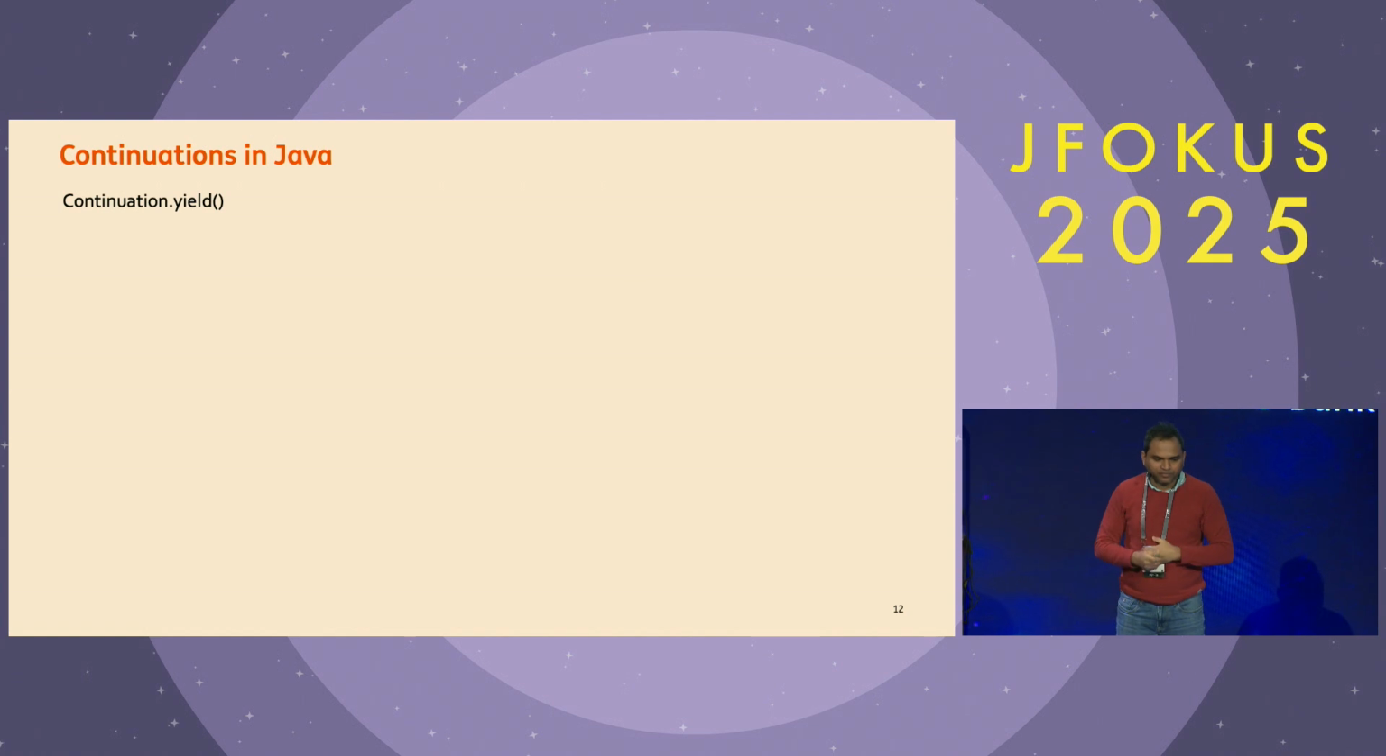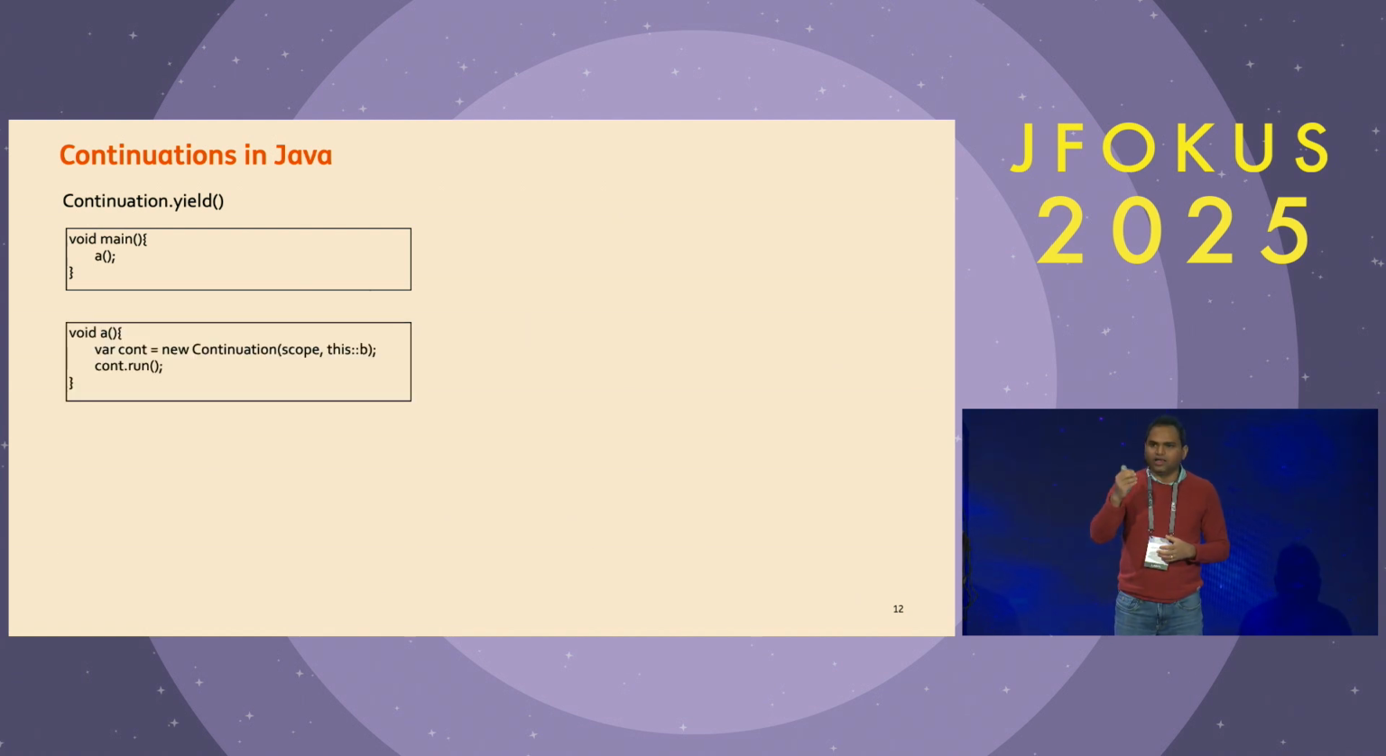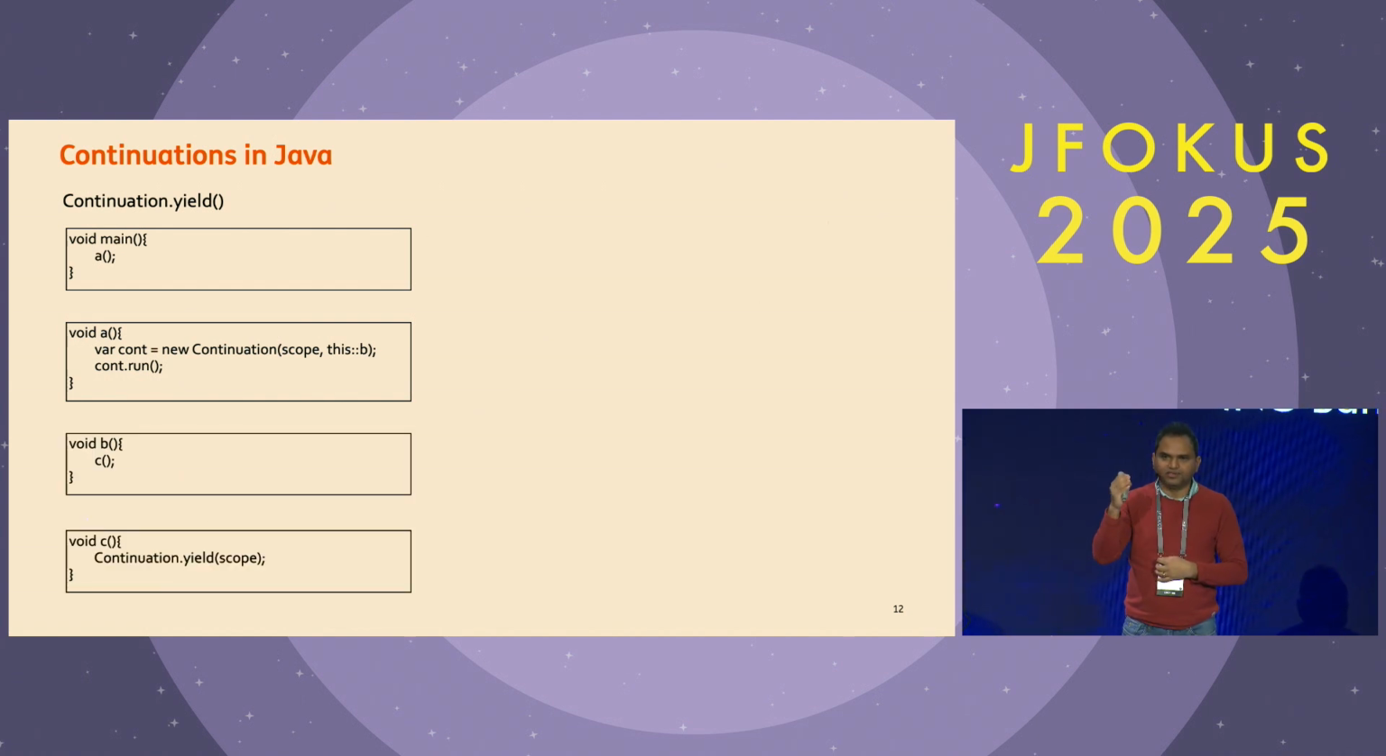How does that happen? Well, we'll explore that with a simple example, where we have a main method which calls method A. And A creates a new continuation, and then it runs the continuation. And in the continuation, we are calling another method B. And in method B, we call method C. And method C is the one that does continuation.yield. So at this point, the execution should pause, and it should transfer the control all the way back to method A, because that's the one that did continuation.run. So how does that happen?